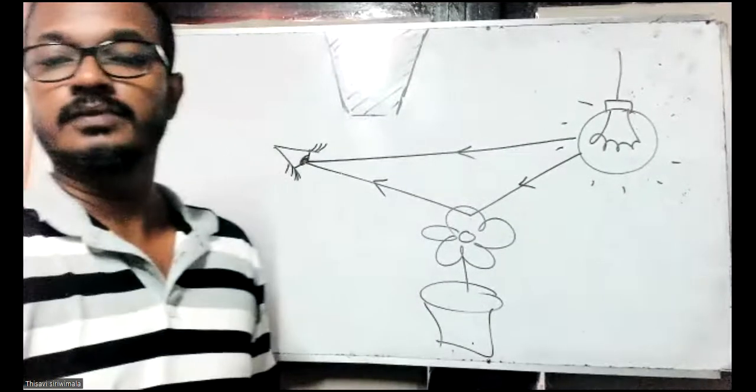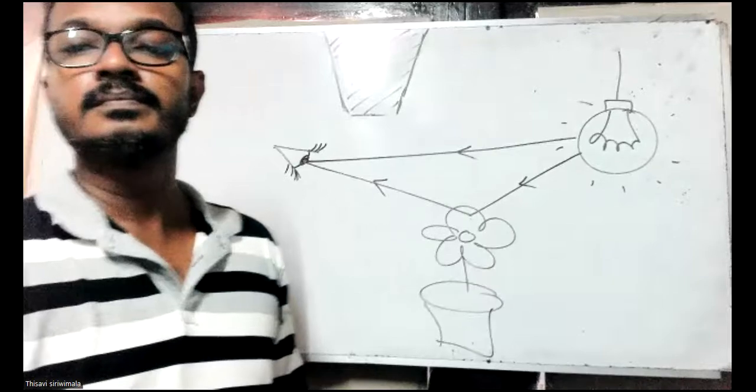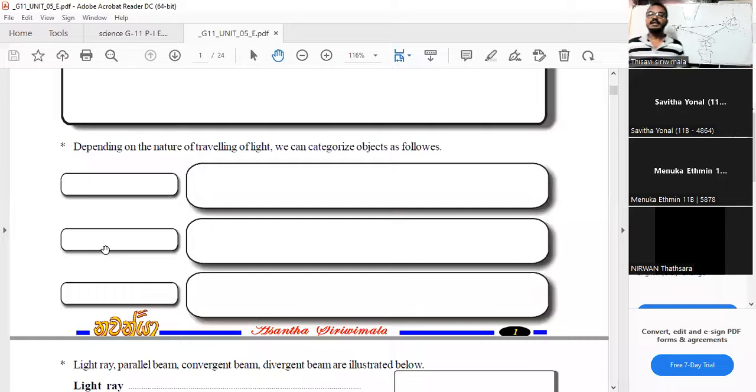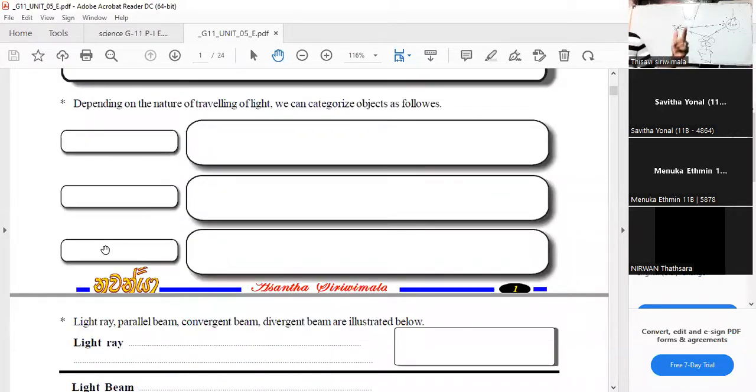Okay, let's go back to the tube. Depending on the nature of traveling of light, we can categorize objects as follows. There are three kinds of objects: transparent, translucent, and opaque. When we say transparent objects, the light rays can easily go through them without any difficulty, without any change of direction. Example, the windscreen of a vehicle. It's a highly transparent thing. And clear water, again transparent. So those are the examples, right?